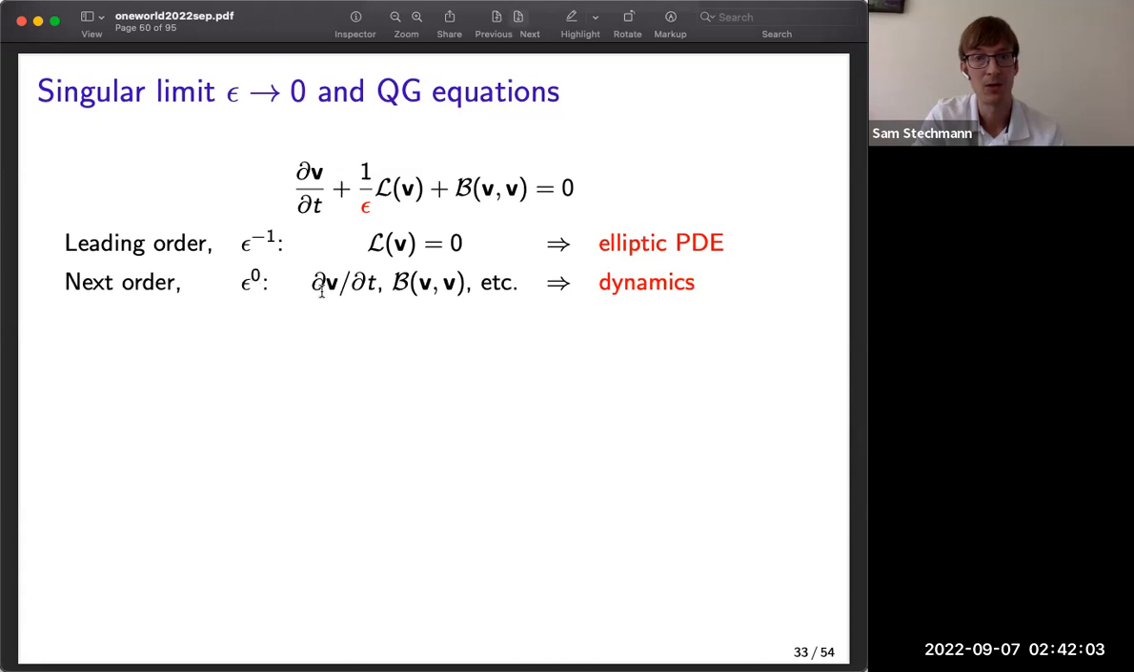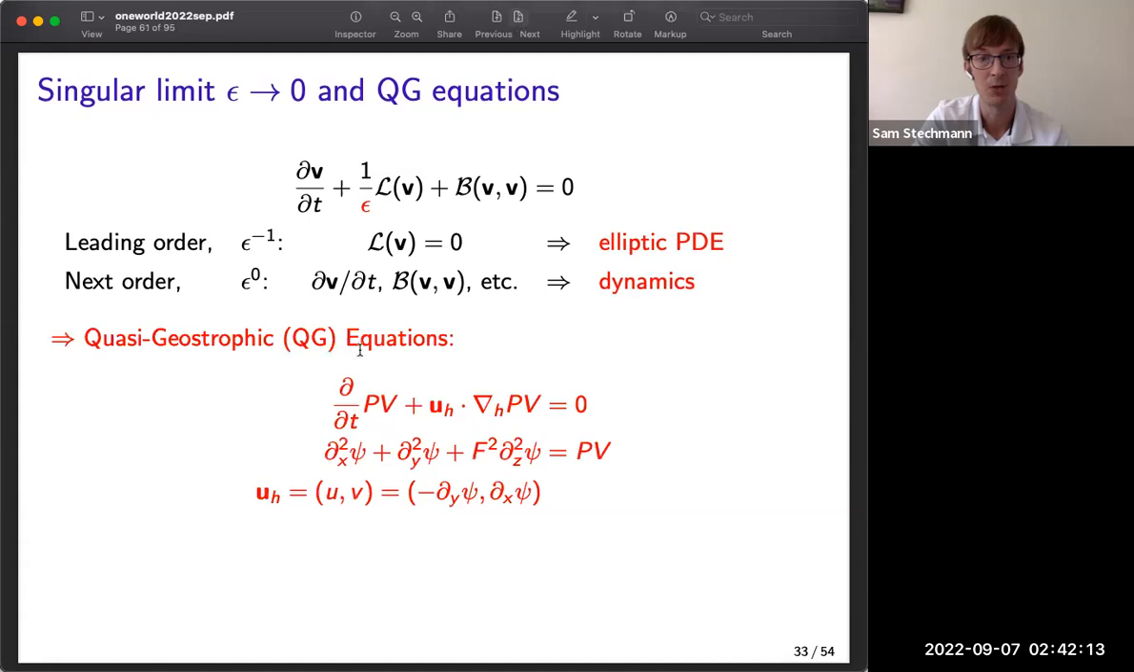And then at next order, the DDT terms come in, the advection comes in, and things like this. Just walking through this quickly, you're going to get DDTs and you're going to get dynamics. What you end up with is an evolution equation for potential vorticity, where the potential vorticity is defined in this way in terms of the stream function in the QG case, and we recover the horizontal velocity from that stream function, which advects the PV.